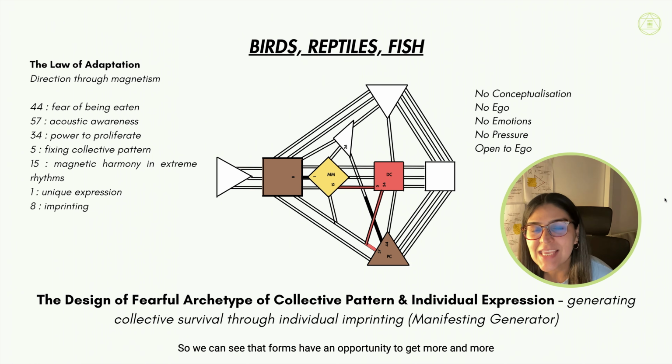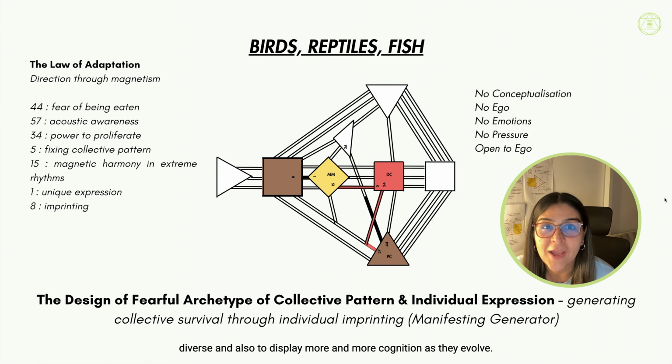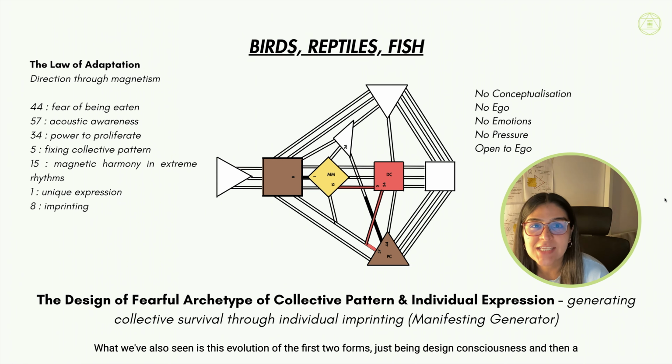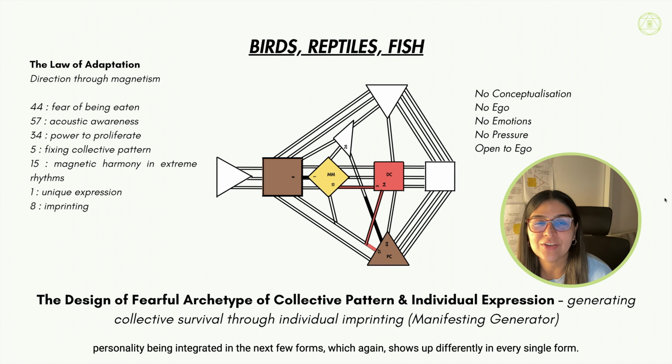So we can see that forms have an opportunity to get more and more diverse and also to display more and more cognition as they evolve. What we've also seen is this evolution of the first two forms just being design consciousness and then a personality being integrated in the next few forms, which again shows up differently in every single form.